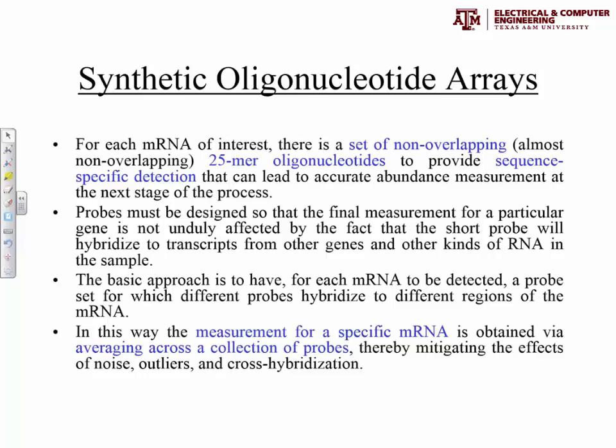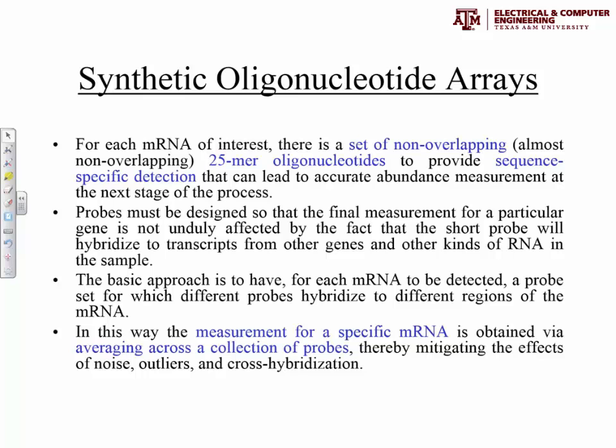For each messenger RNA of interest, there is a set of non-overlapping or almost non-overlapping 25 mer oligonucleotides, that means synthetic nucleotides with 25 bases in them, to provide sequence-specific detection that can lead to accurate abundance measurement at the next stage of the process. The probes must be designed so that the final measurement for a particular gene is not unduly affected by the fact that the short probe will hybridize to transcripts from other genes also, and other kinds of RNA in the sample. So you'll be picking up a lot of other stuff too because of these short probes.